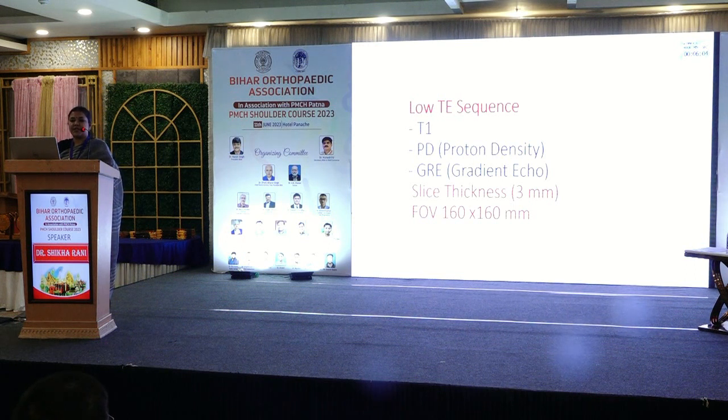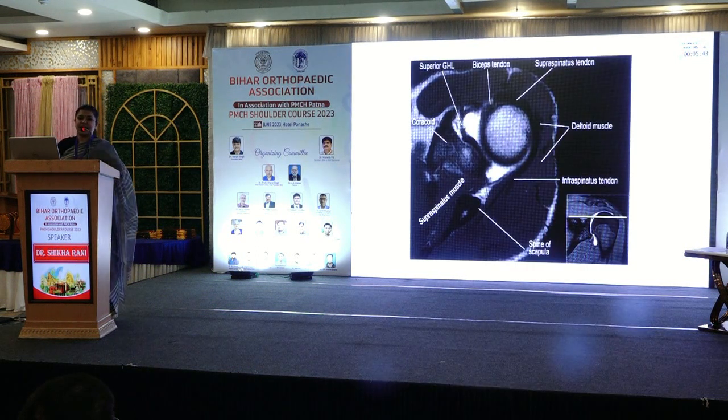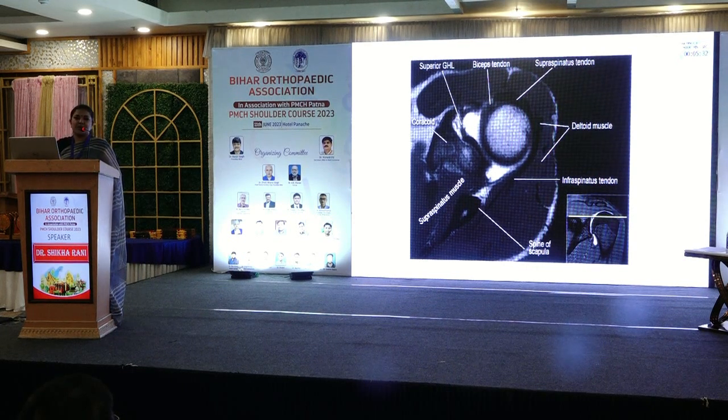The low TE sequences are T1, PD, usually PD non-fat saturated, GRE, and the main part is the T2 to look for the fluid and increased hyperintensity. Slice thickness is normally 3 to 5 millimeter, FOV is 160 by 160. Now the axial plane. From above to downward, the sections are taken. From above, it will start from the acromioclavicular joint. And as we go below, the different structures will come into the plane.